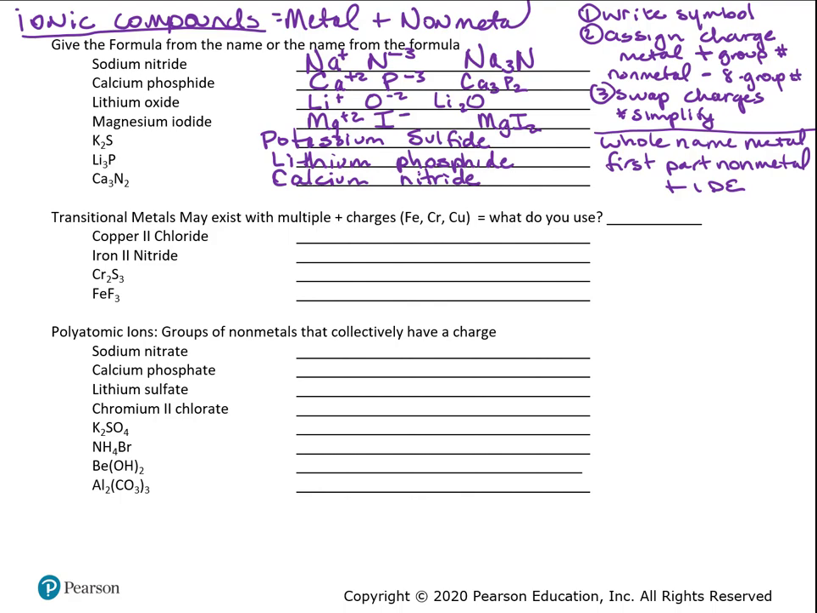So you have a dynamic study module that's due Sunday night on ionic bonds. And part of it is figuring out formulas, doing the naming, going back and forth with it. So it's a good one to practice these.